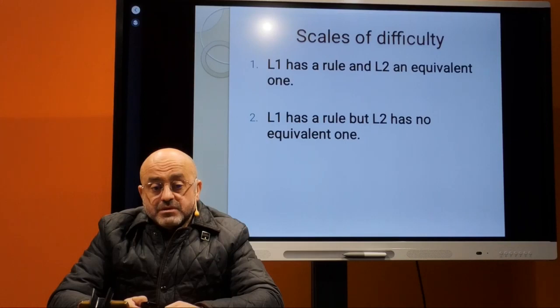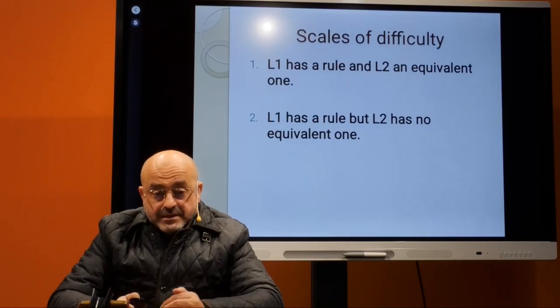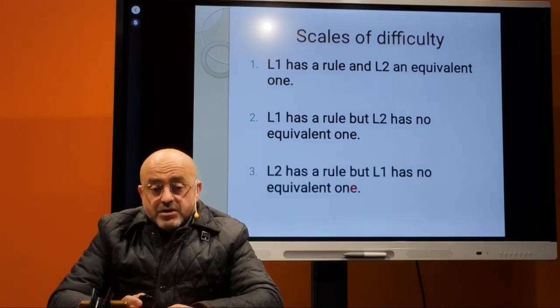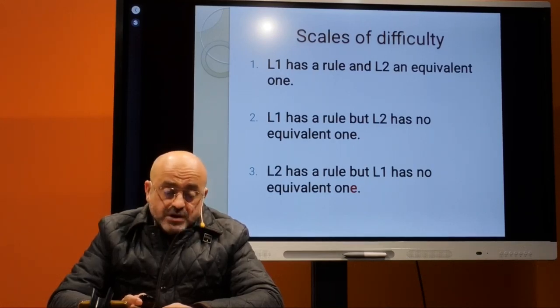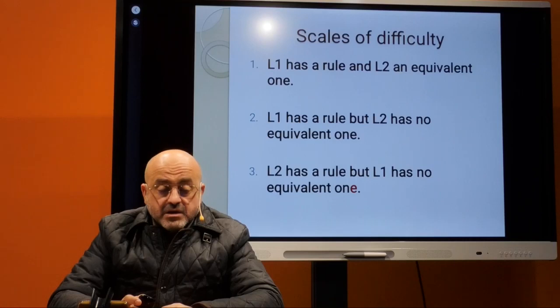The second level is when L1 has a rule, but L2 has no equivalent one. So here, in this level, the learning process would be a little bit more difficult. The third level is the case where we have a rule in the second language and we don't have an equivalent one in the mother tongue. So here we expect that the difficulty will be much higher in this context.